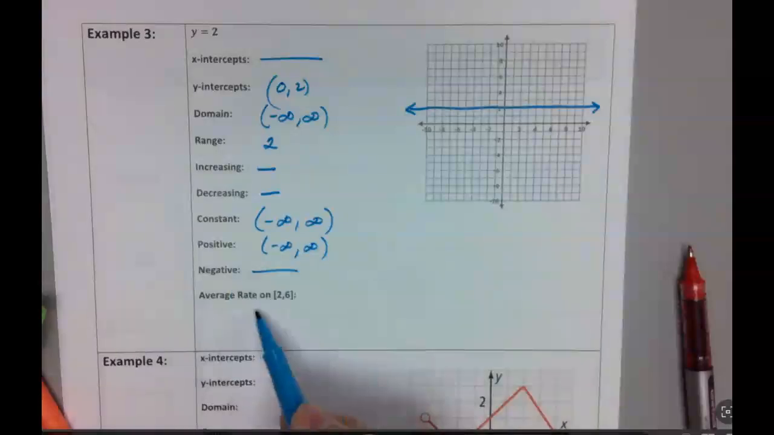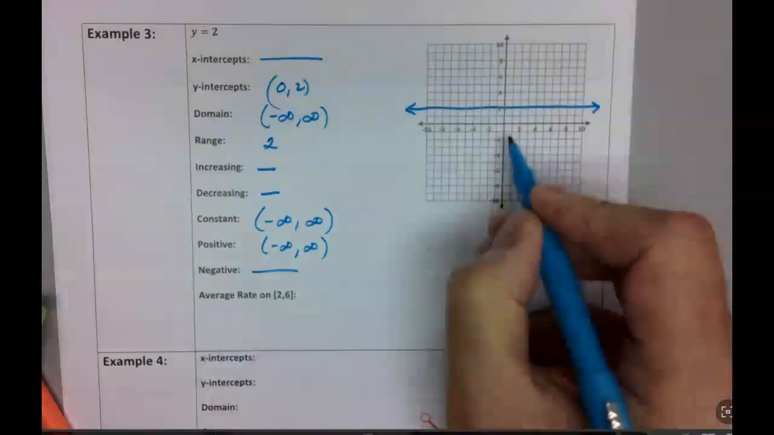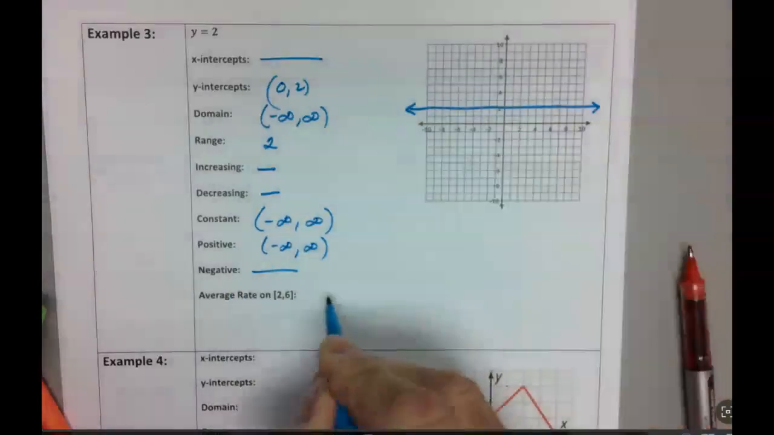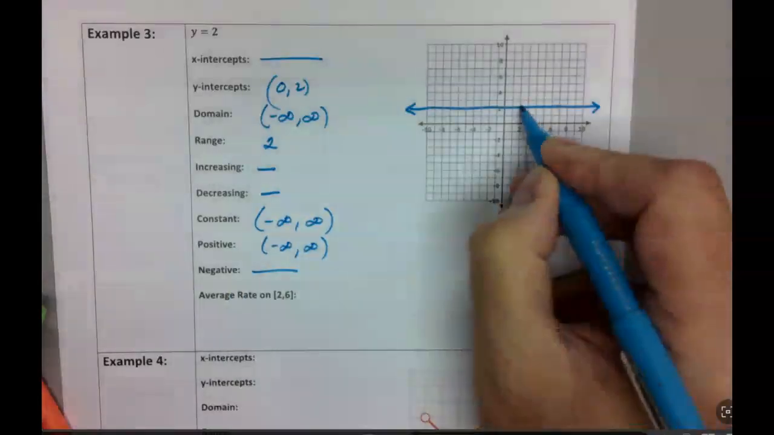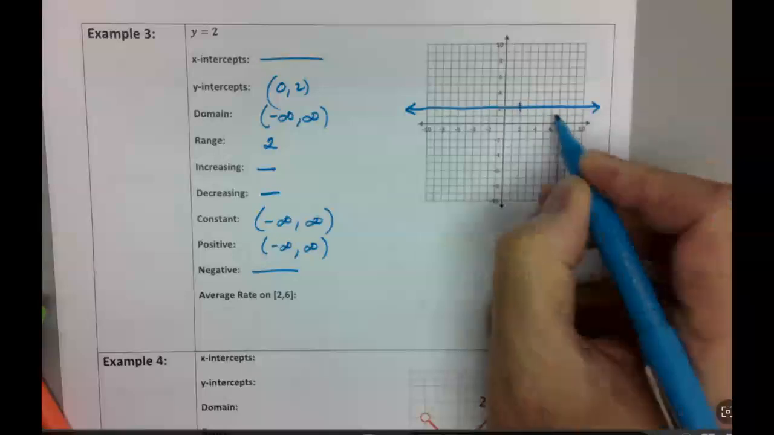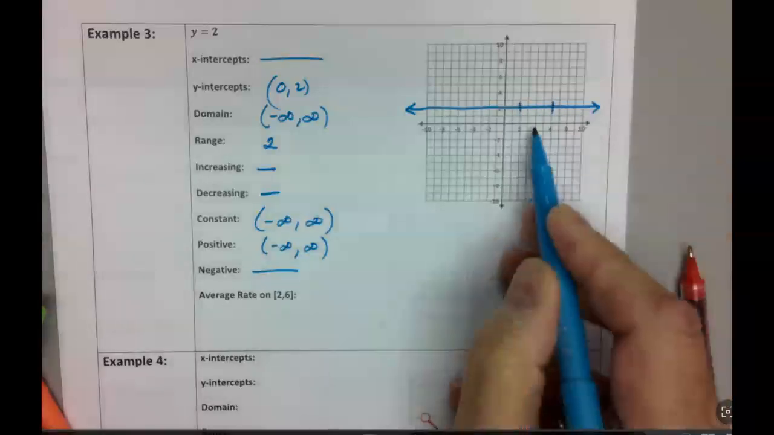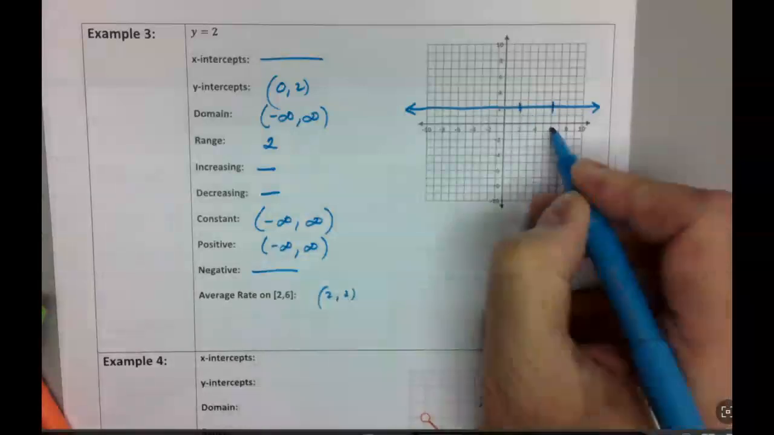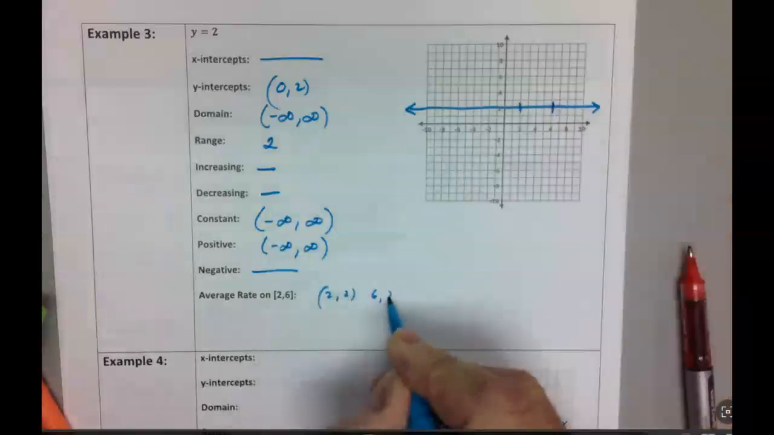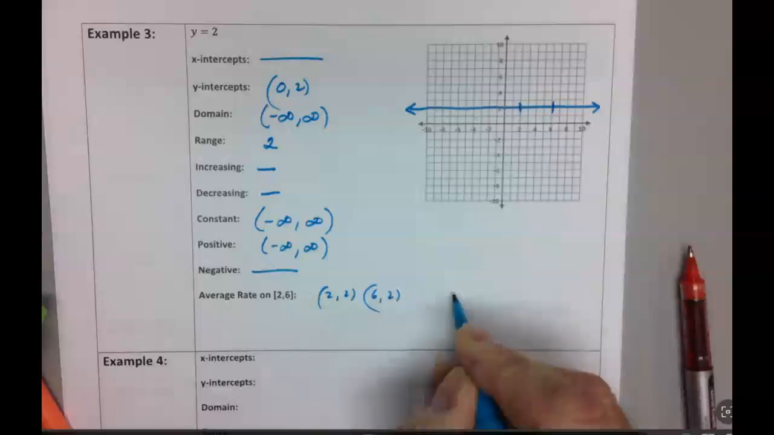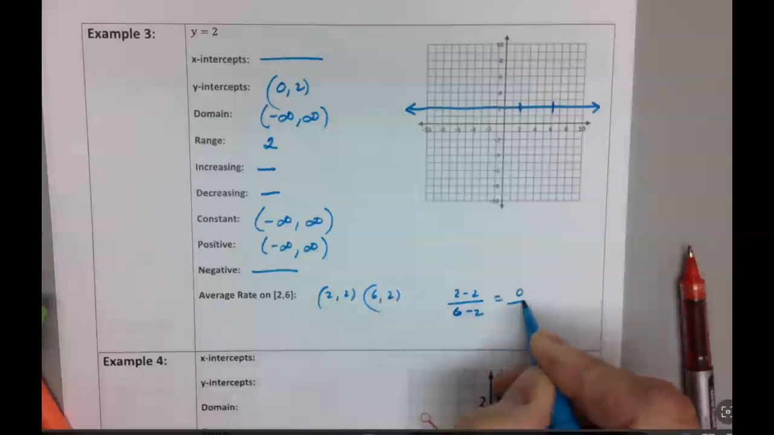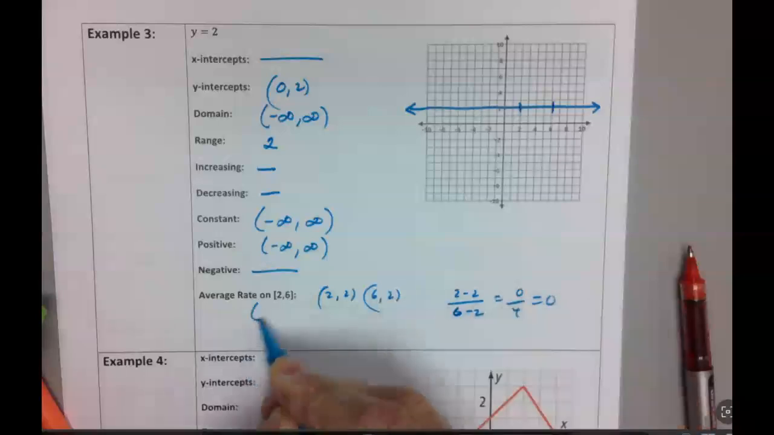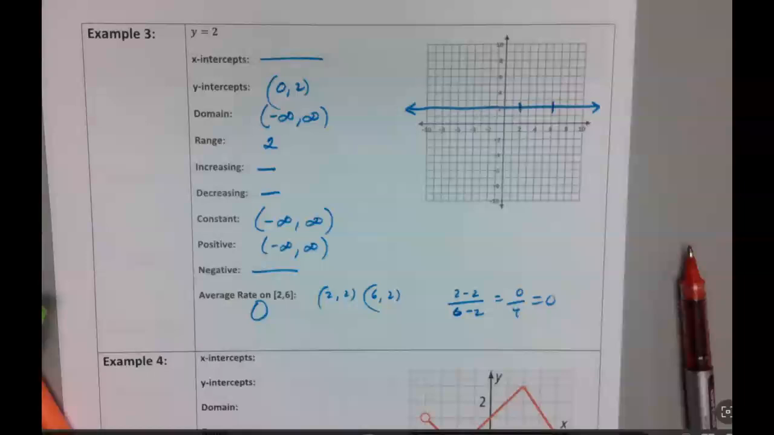And if you remember the average rate of change, so if I go to 2, 2, my interval from 2, so we want to know what it is from 2 to 6, right? Well, that's the ordered pair 2, 2, and 6, 2, and you should get 0. 2 minus 2 over 6 minus 2, which gives me 0 over 4, which is 0. So my rate of change is 0. Constant's going to be 0. Okay?